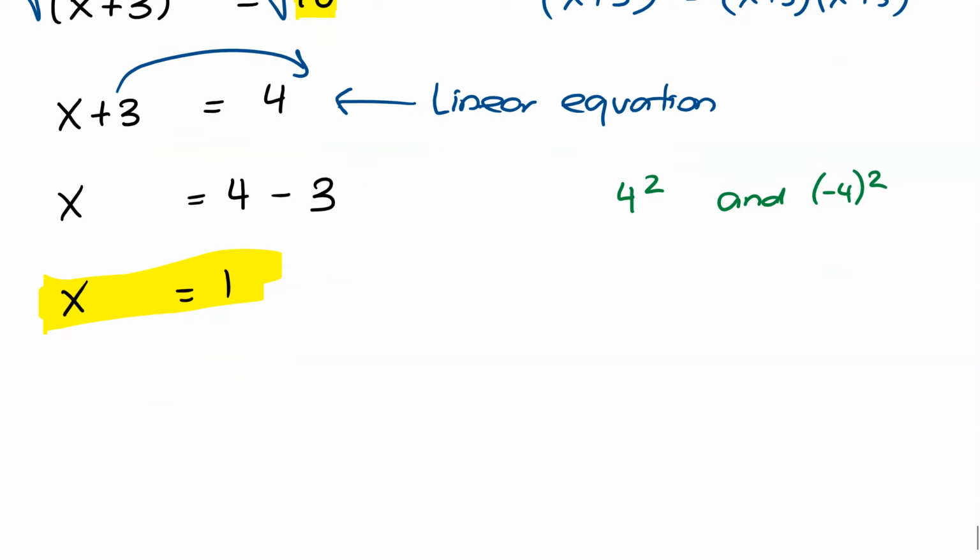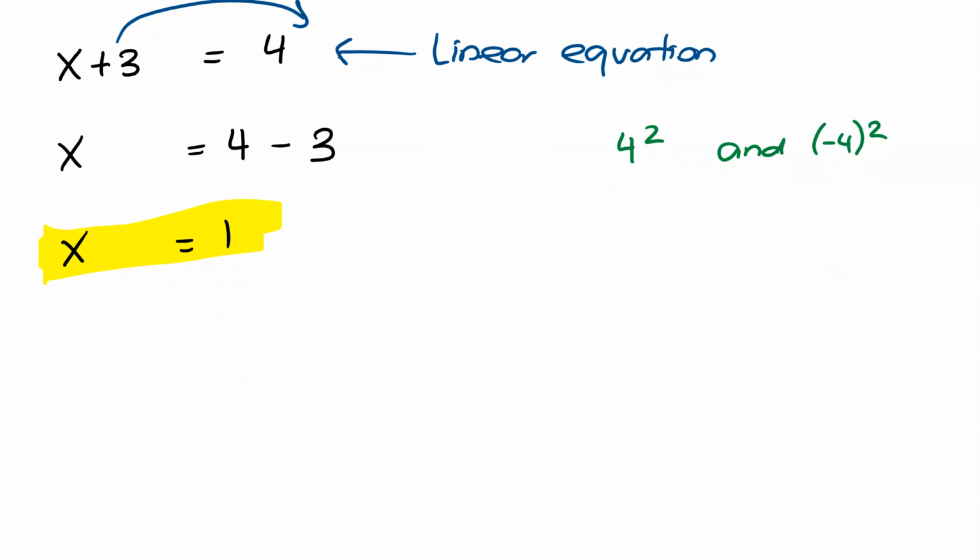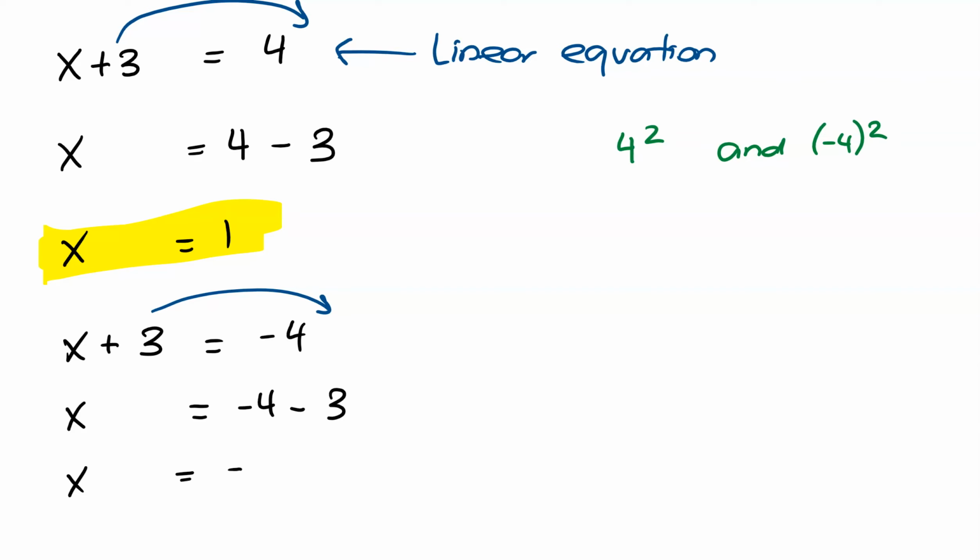So I can do this another time. I can go, well actually x plus 3 could also equal negative 4. And if I do the same thing again, I've got x equals negative 4 minus 3, therefore x equals negative 7. So this is my second solution right there as well.